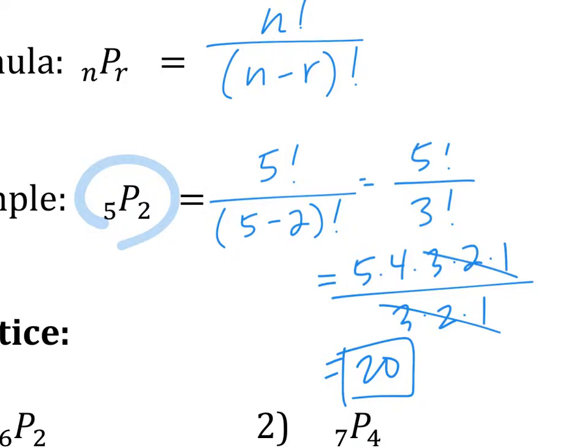You may have to enter 5 first, and then P, and then 2, or I'm not really sure how your calculator works. But you should get 20. So somehow try it and then get 20. If you don't know how to use it, let me know.